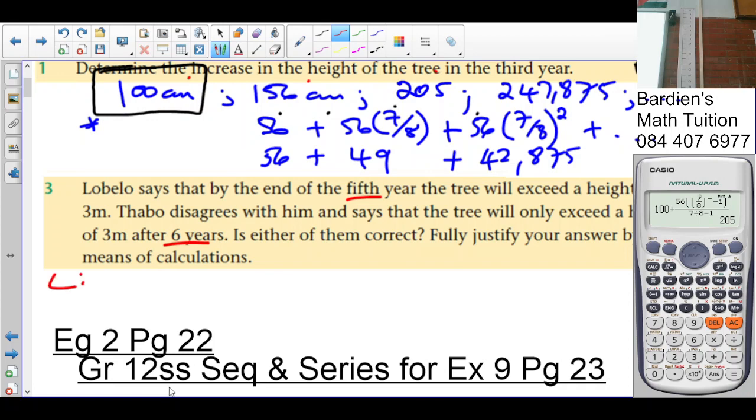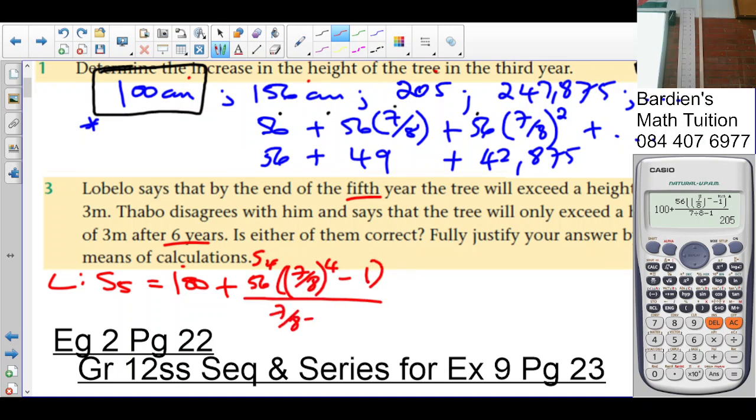So Libello again is going to be the sum of 5. Remember that the first year does not conform to the pattern. However, from there onwards it does. So we must work out the sum for 5 years. After the first year, which is 100, we must work out the sum of 4 years here. So that's simply going to give you 56 into 7 over 8 raised to the exponent 4 minus 1 over 7 over 8 minus 1.